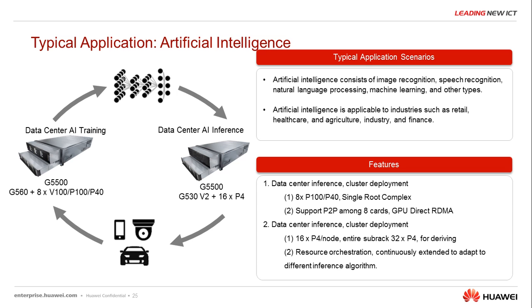Another typical application for G-series heterogeneous servers is artificial intelligence. Artificial intelligence consists of image recognition, speech recognition, natural language processing, machine learning, and other types. Artificial intelligence is applicable to industries such as retail, healthcare, agriculture, industry, and finance.